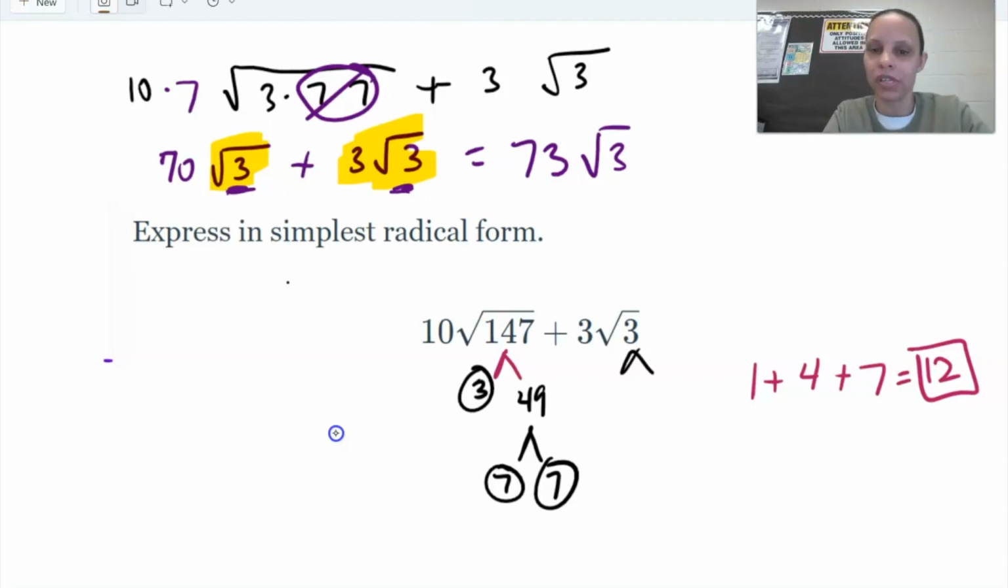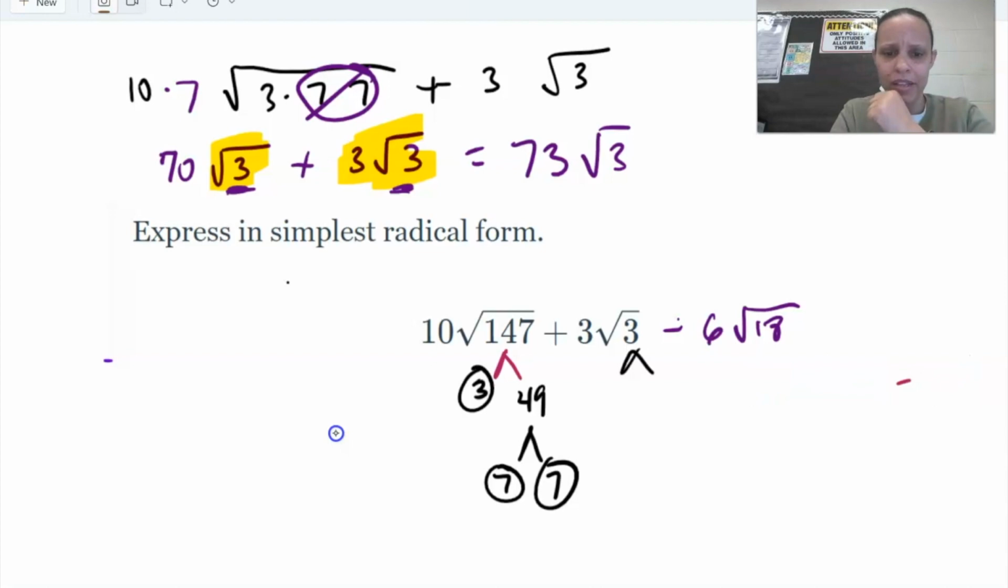Now, in your EOC, you should expect to see one more. So let's say we had minus 6 radical 18 or something like that. So I'm doing a completely new question basically, but this will be my answer for the third term.